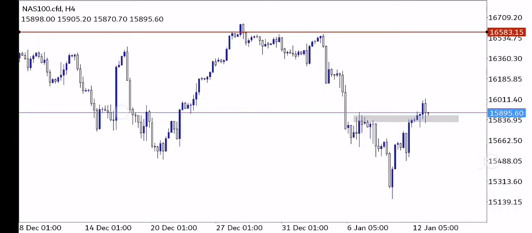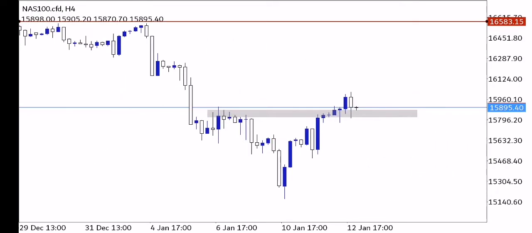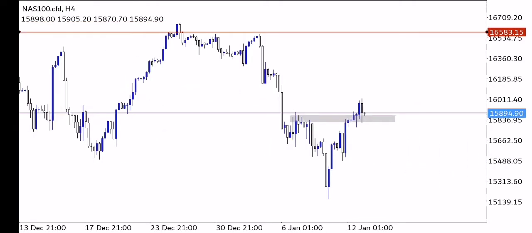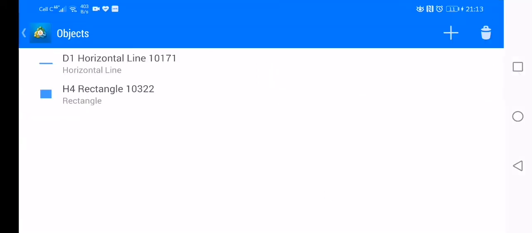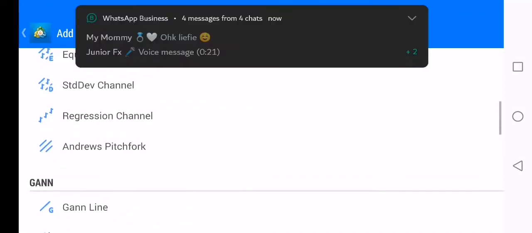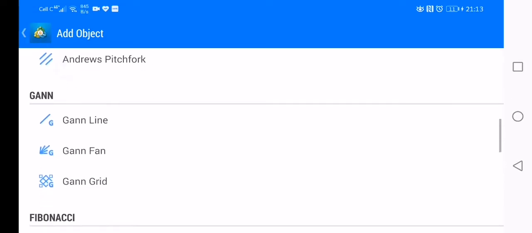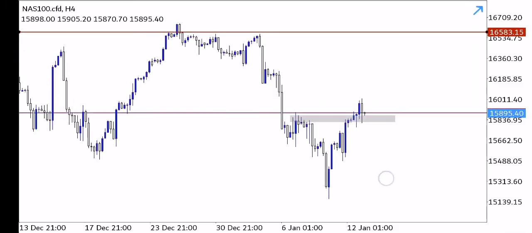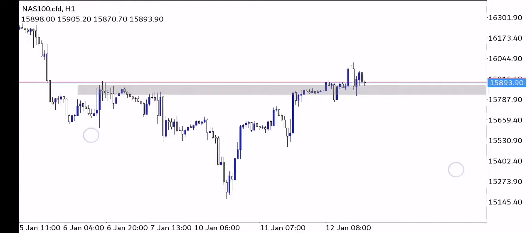I'm just looking at the highest high, and the most recent support and resistance, if you may call it that. As you can see over here, this zone was resistance, broke, touched it as support, and now we're looking for more buying pressure, and this is the 4 hour. Let's go to the 1 hour.